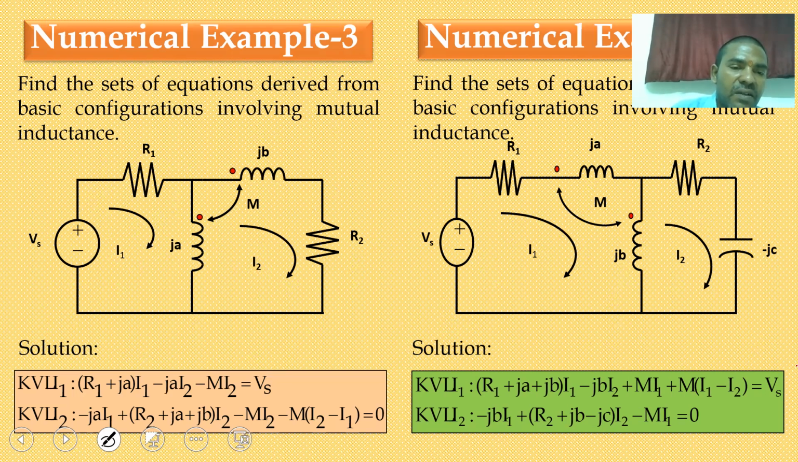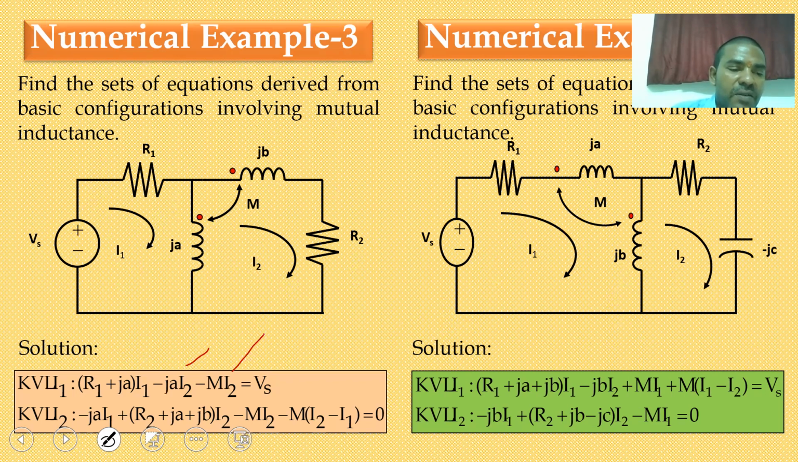Are you understanding? So for that you have to write the expression for the KVLs. First loop R1 and JA, so you are writing R1 plus JA into I1. JA with respect to I2 current, so you are writing the drop minus JA I2. The mutual inductance from JA to JB is M, so with respect to I2 current, we are writing minus M I2 is equal to Vs.